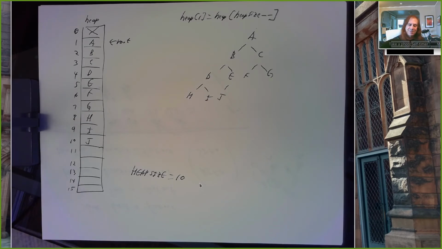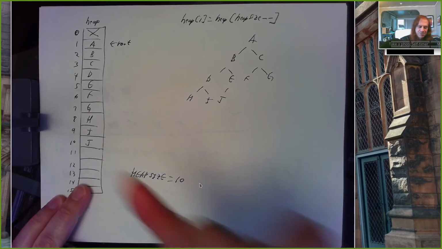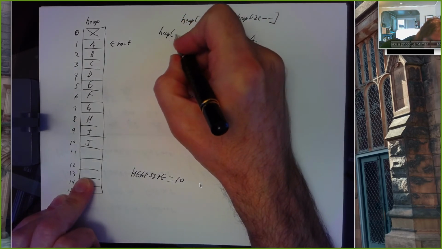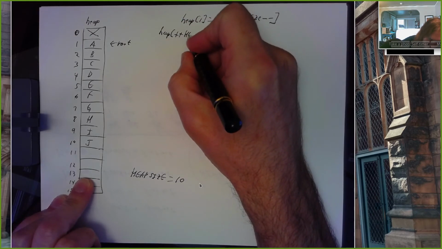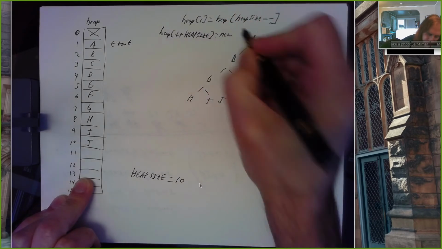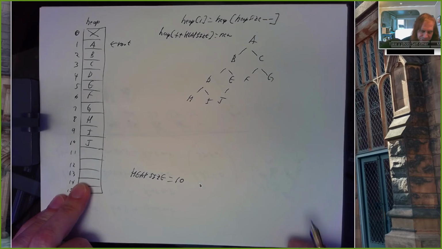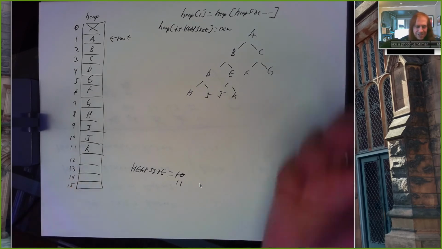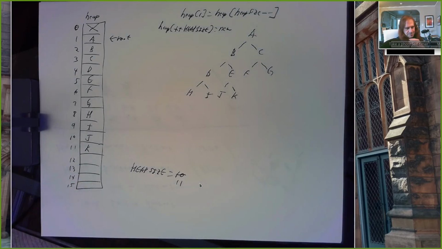And if we're going to add something, say we want to add a K to our heap, well, what do? We increment heap size and we store at that index. So this is just something like heap bracket plus plus heap size equals whatever your new data is. So if I want to store a K, I'll increment heap size to 11. I'll store my K right here. And now that's what my heap looks like. So adding and removing, straightforward operations.